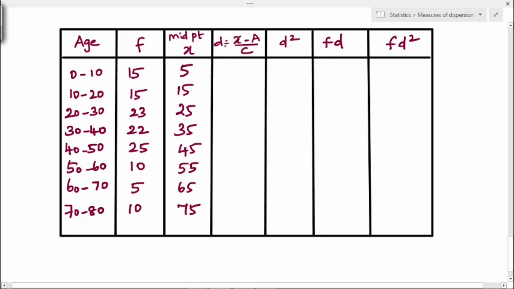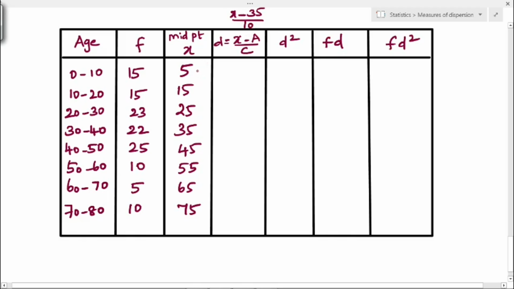Now we have to find d. The formula for d in the case of a continuous series is x minus a divided by c. Here a is nothing but the assumed mean and c is the class interval. So x minus, what is the value of a? A is the assumed mean. We have to consider the middle value in the midpoint. So totally we have 8 values, and the middle value is 35, that is the fourth value. So a is 35, divided by c. C is the class interval and here the interval is 10. So d is x minus 35 divided by 10.